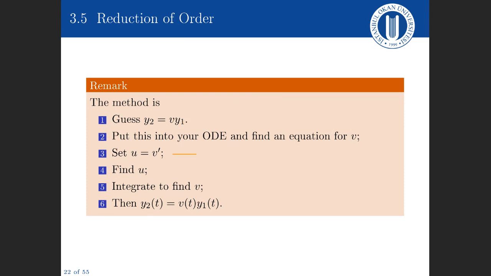Step 3, we're going to substitute u is equal to v prime. We can do this because there are no v terms if we haven't made mistakes. Step 4, we're going to solve a first order equation to find u. As soon as we find u, we know that we can finish. We integrate this to find v, and then we multiply by y1 to get y2.